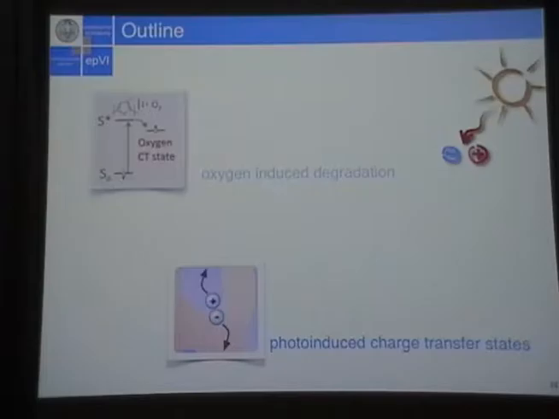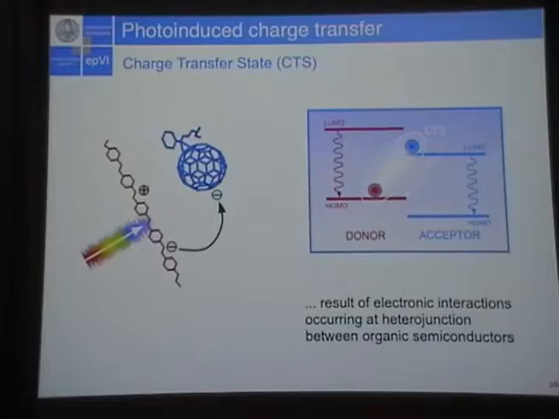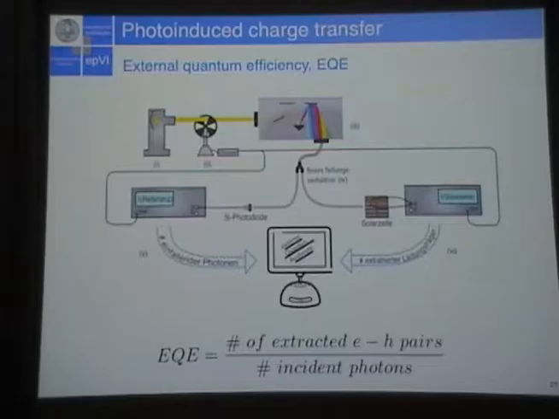second part, which is a little bit shorter: the photoinduced charge transfer state. We are interested in this species formed at the interface between fullerene and polymer, the donor-acceptor interface, and occurring in charge transfer. For this we apply a technique used probably in every lab doing photovoltaic cells, estimating the quantum efficiency of the solar cell, in this case, the external quantum efficiency.